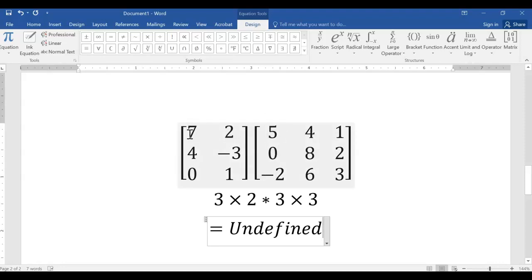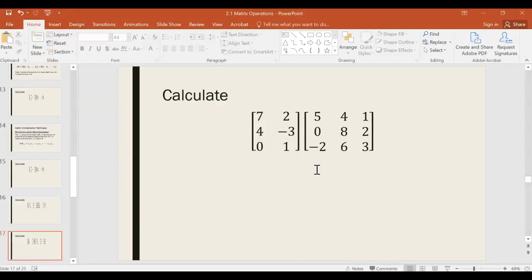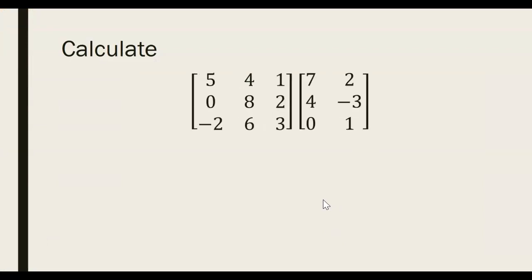So if you try to do a row column expansion, you'd start 7 times 5 plus 2 times 0, and then you'd run out of terms. You couldn't multiply anything times this negative 2. So these middle numbers not matching up force this to be an undefined situation. Now, if you'll notice really quickly, this is undefined, but this was just our matrices from before in a different order.